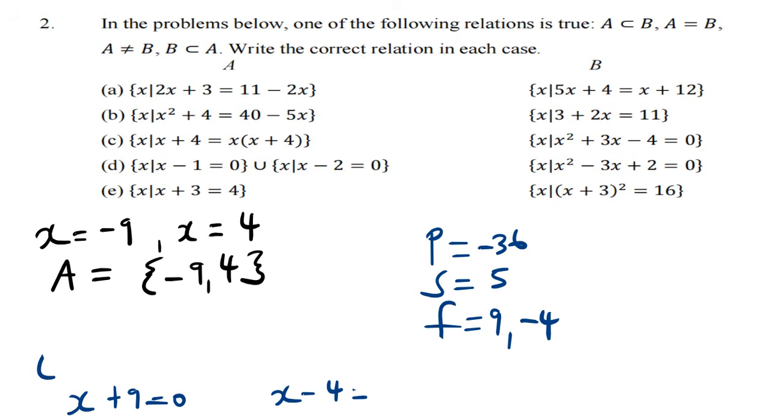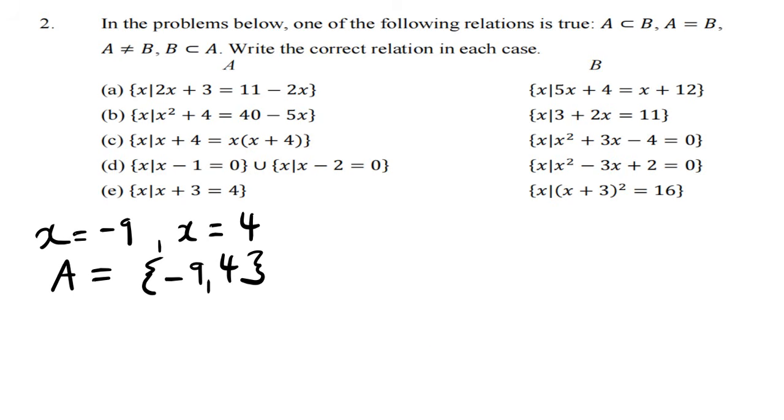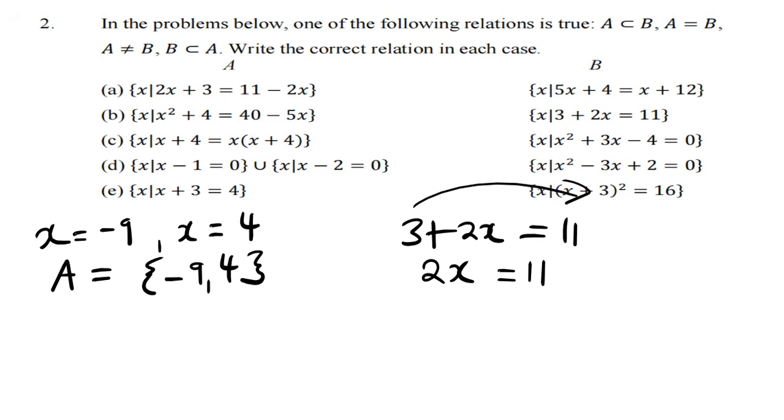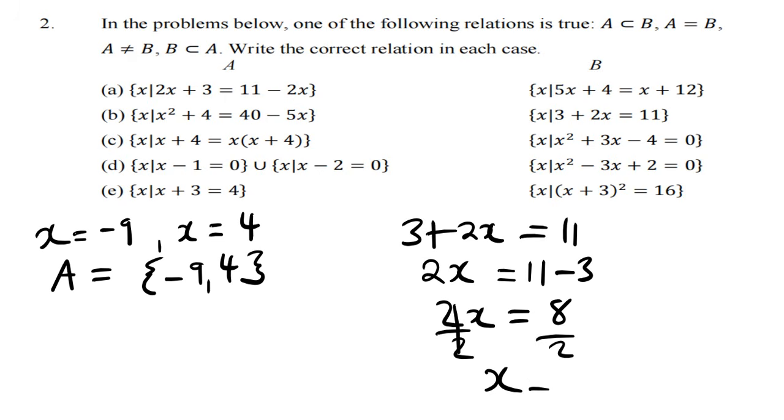Let's solve B. For B, we are given 3 plus 2x. We're saying this is equal to 11, so we're just supposed to solve that. So I'm going to have 2x is equal to 11. The 3 is going to go to the other side, and it's going to become negative 3. So I'm going to have 2x is equal to 11 minus 3, that is an 8. Divide by 2 on both sides. I'm just going to have x is equal to 8 divided by 2, that is a 4. B therefore now is just a 4.